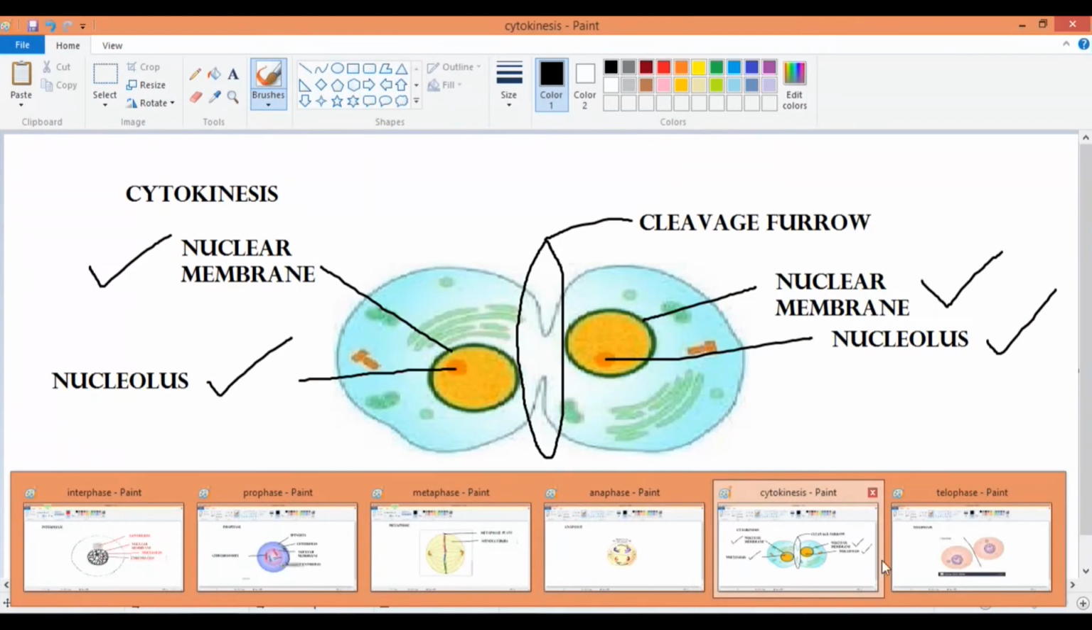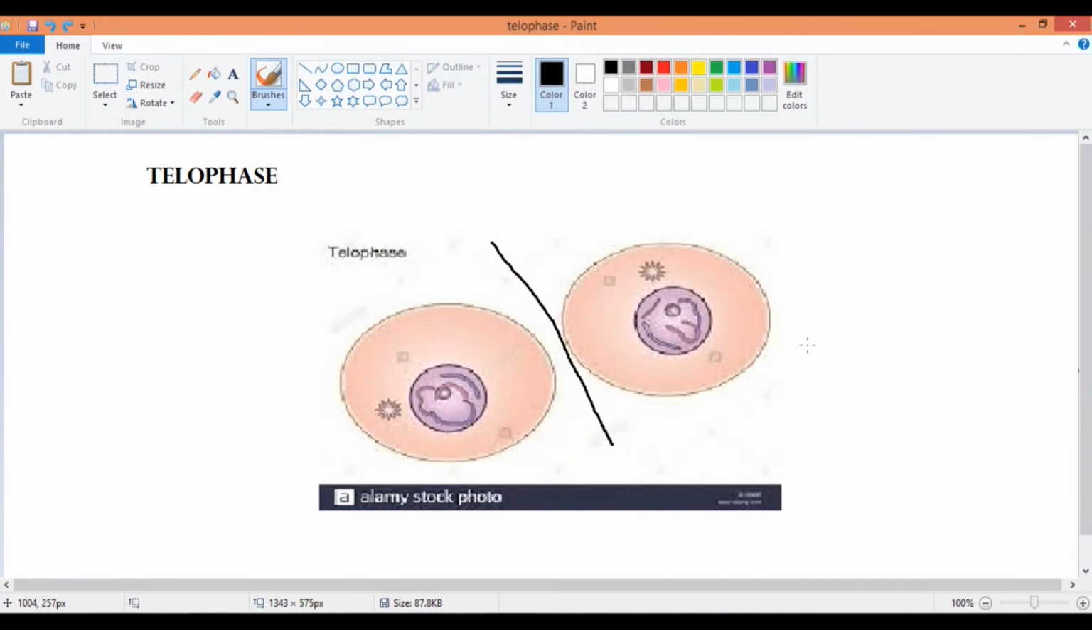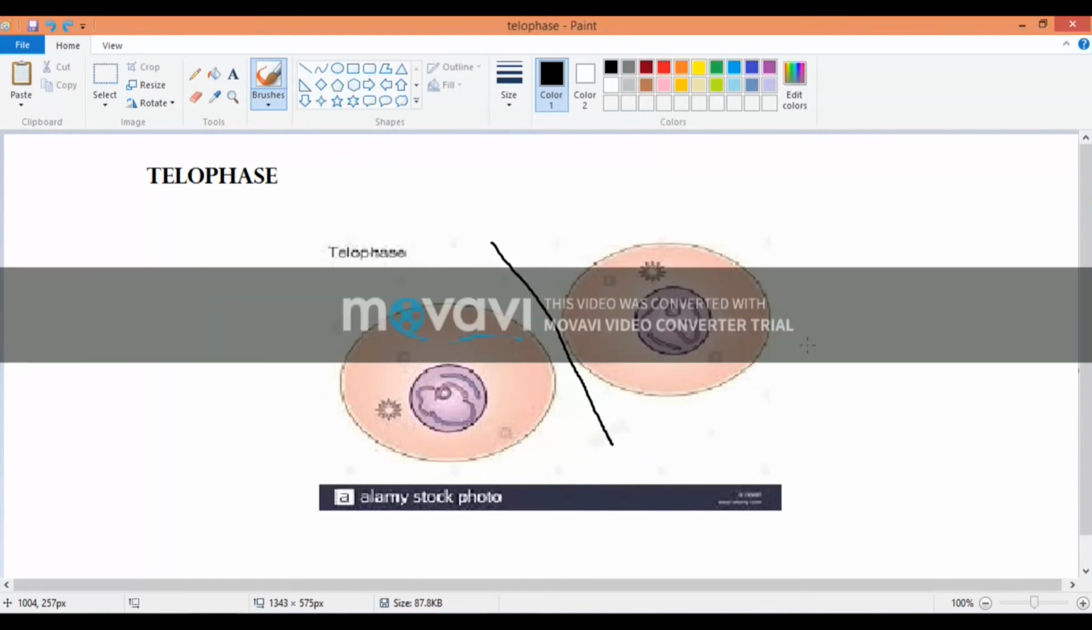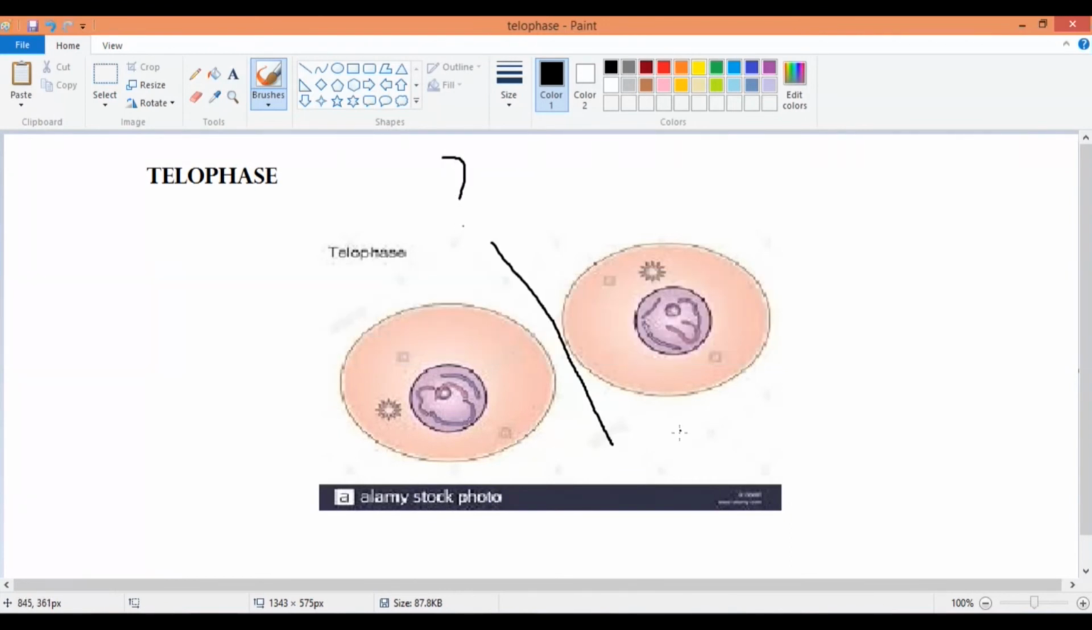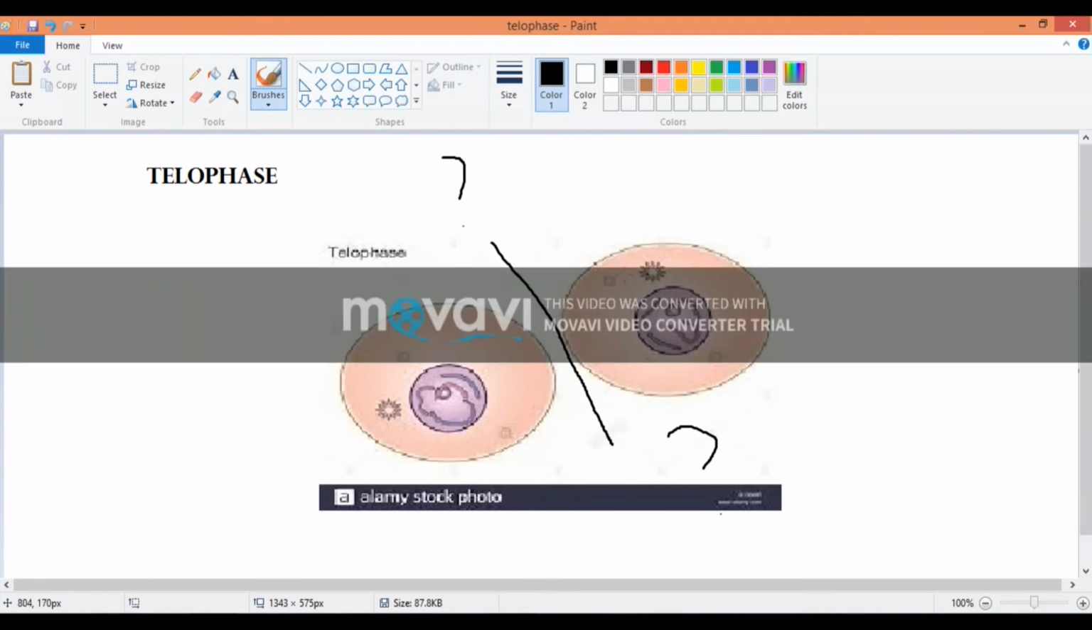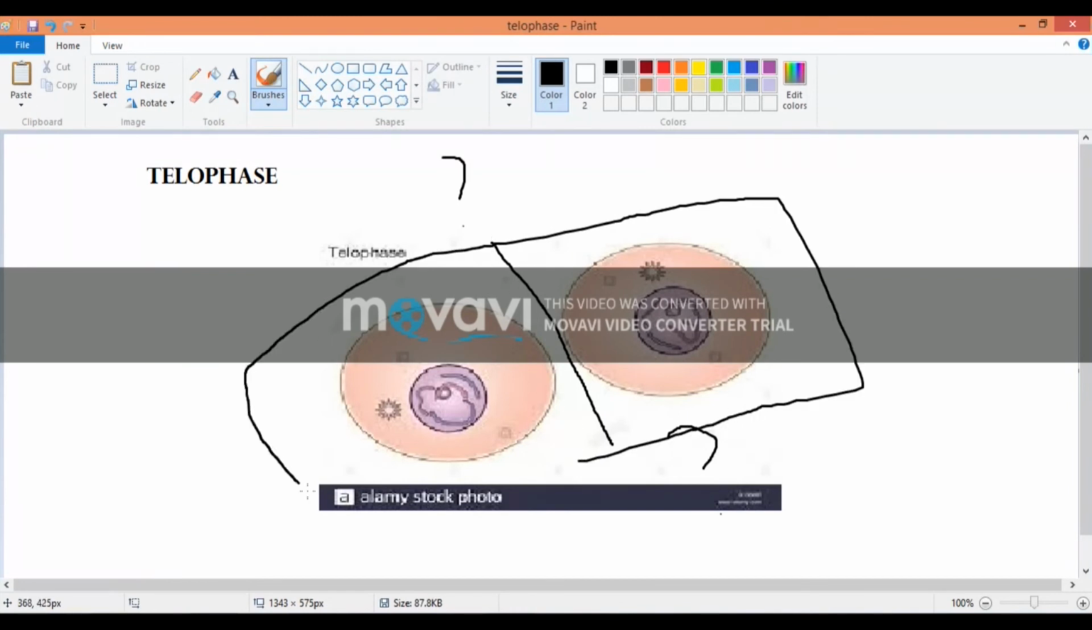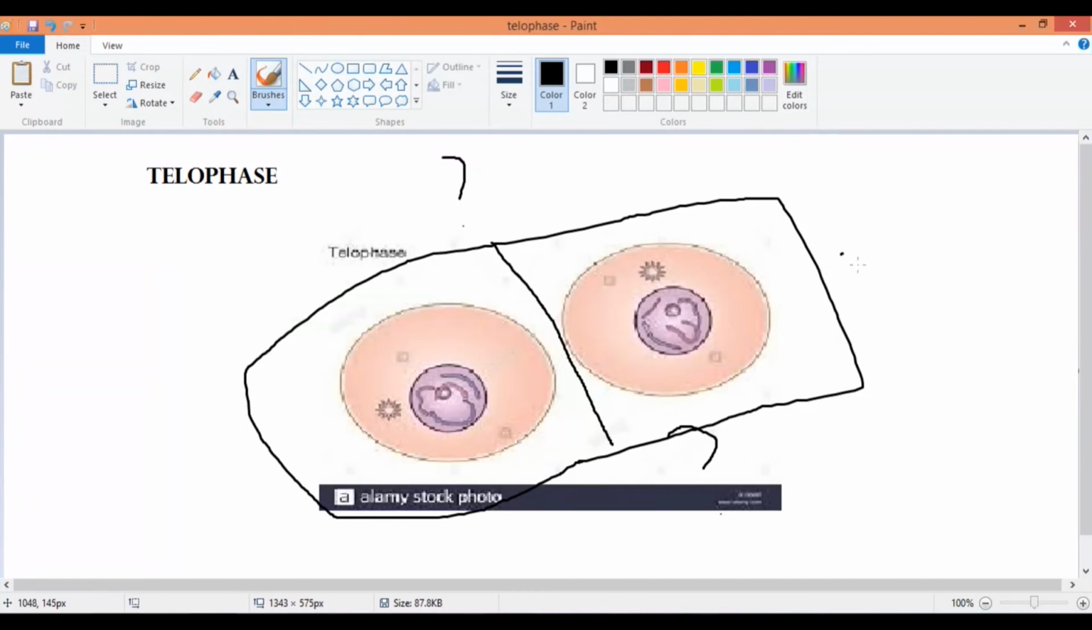And next one is the telophase. The end part is the telophase, the last stage. It is the end of the stage. After cytokinesis, there is no cleavage furrow now. The cleavage furrow is gone, as you can see. In cytokinesis there is a cleavage, and at telophase the cleavage is gone. It is completely separated. Yes, completely separated. It has different sides now. It has these on this side, and it has those on this side.